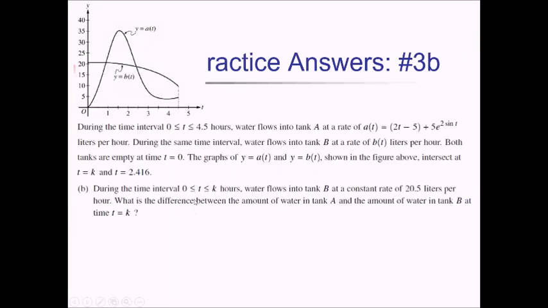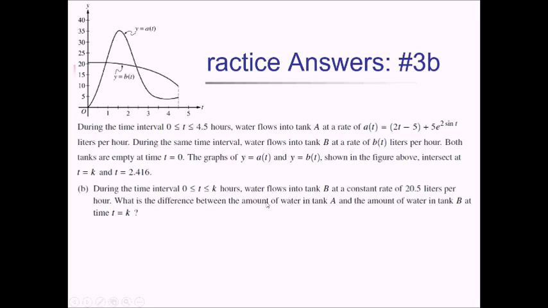For this problem, they're telling us that during the time interval from 0 to k hours, so that's this interval right here, because this is k, this first intersection, water's flowing into tank B at a constant rate of 20.5 liters per hour. So B of t, the rate of change of the water in tank B, is going to be 20.5 on this little stretch right here. So this is basically a horizontal line until we get to this intersection. Based on that, we want the difference between the amount of water in tank A and the amount of water in tank B at time k.